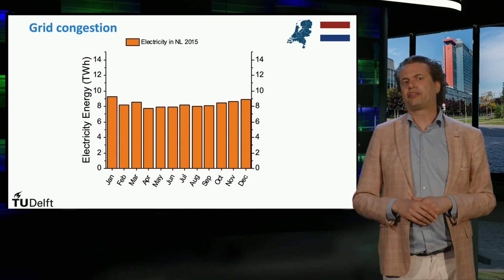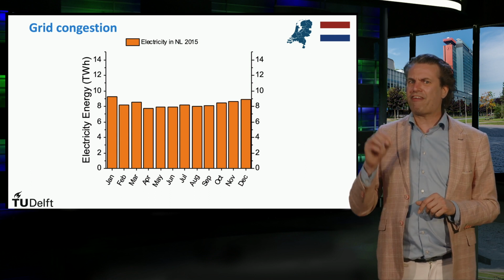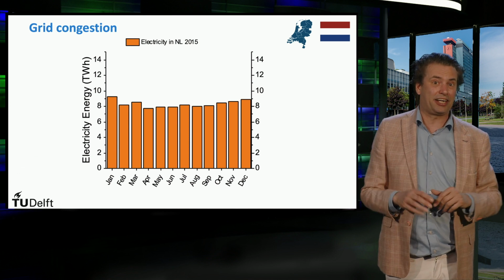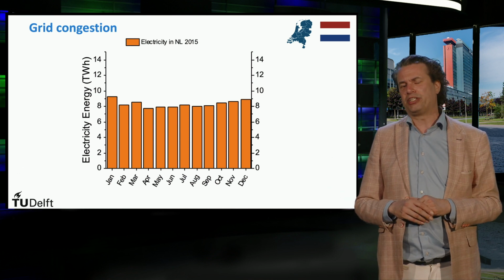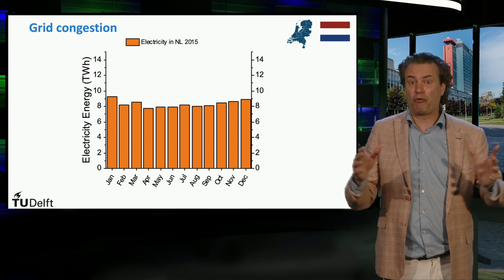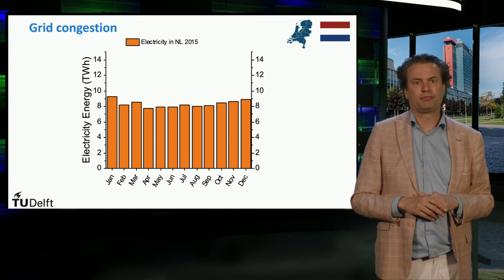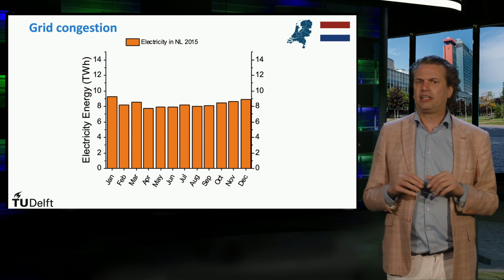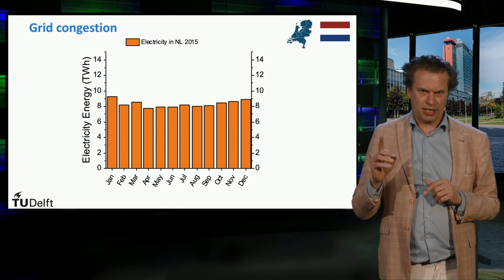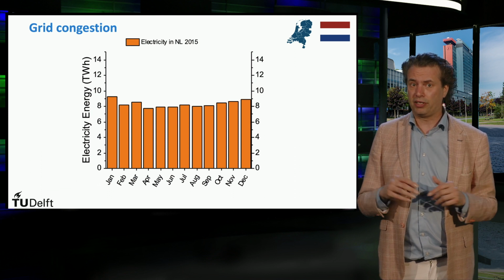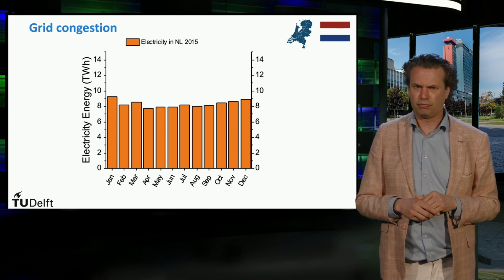Another challenge that electricity grids are currently facing is the fact that due to the energy transition, the need for electricity as energy carrier is rapidly increasing. Many sectors are replacing fossil fuel power technologies by electrified technologies. So look at the electricity grid in the Netherlands. Here you see the electricity demand per month in the Netherlands for the year 2015.